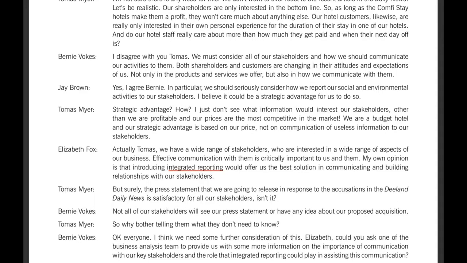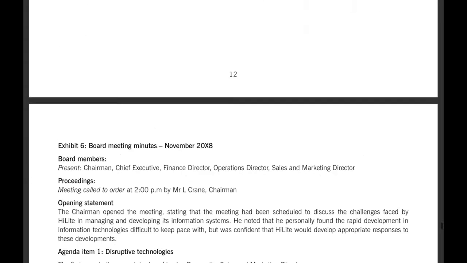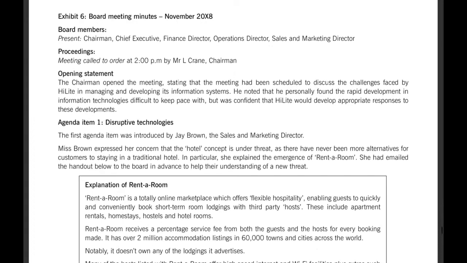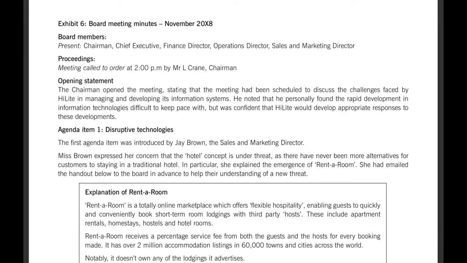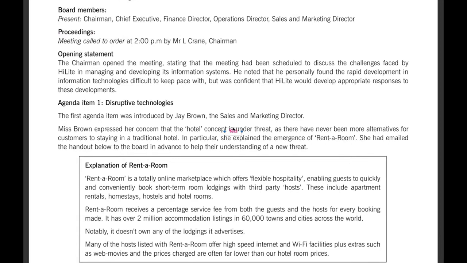Okay, so that's why you don't just depend on this. If you're just depending on this, you wouldn't know what else to put in as your answer. So you need to look at other exhibits as well that would help you. And the final one that you have here is the board minutes, the meeting, that talks about what? A detail on the disruptive technologies, which in this case just now that you have, it is to help you to answer question number 3A.